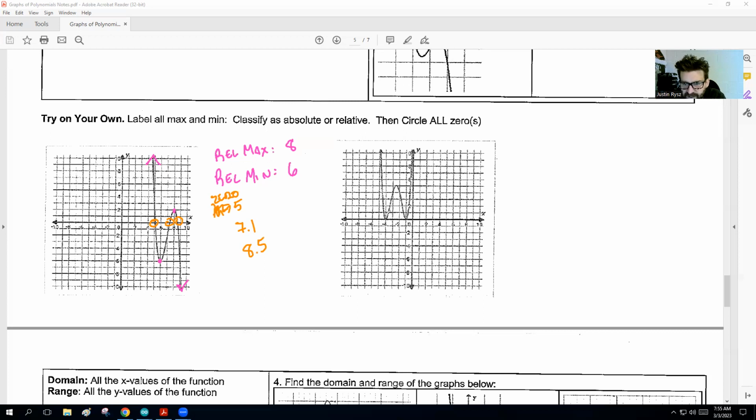Now, this one here, if we look, boom, boom, those are our minimums. We got a maximum here. There is no absolute max, but we do have a relative max because our graph keeps going up forever. So that means we have no absolute, but we do have a relative max right here. When x equals, we'll say negative 2.5. That's probably a good guess.